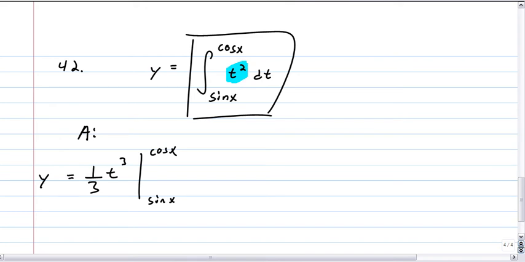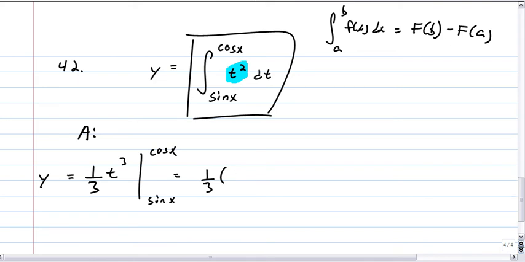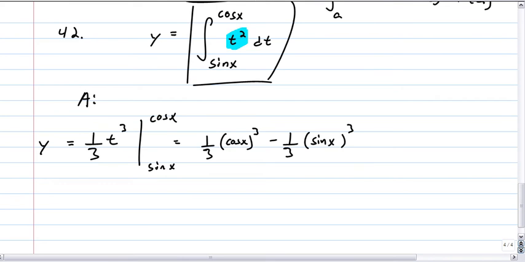Student A says, I'm going to find an antiderivative of the blue thing, and I'll plug in cosine x, and I'll plug in sine x. So y is equal to, rewriting the integral function using the fundamental theorem of calculus, integral a to b of f of x dx is big F of b minus big F of a. So that would be 1/3 cos x cubed minus 1/3 sine x cubed. And they're like, sweet, I got y. But you're not done. You notice it asks you for dy dx. It asks you for y prime. Well, here is y.